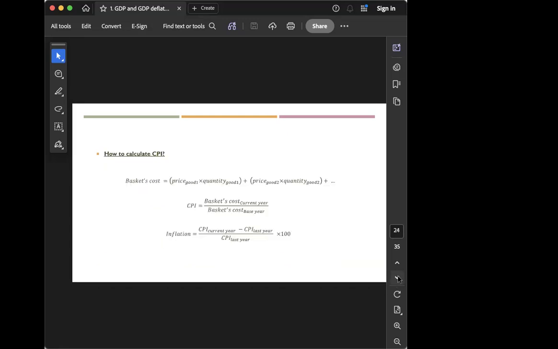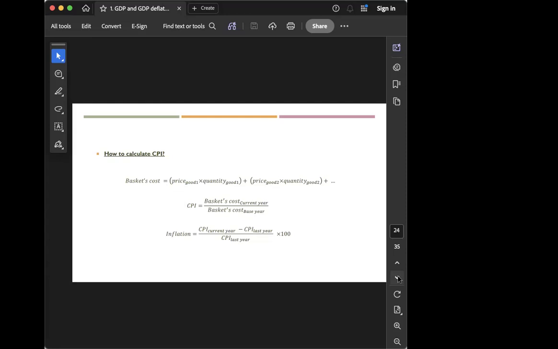Let's go a little more practical. Here is the formula. First, we're going to learn how to calculate CPI. There are three steps. First, we calculate the basket's cost: we multiply the price of each good by the quantity of that good, and then add them all together. Then CPI equals the basket's cost in the current year divided by the basket's cost in the base year. Of course, you have to multiply by 100.